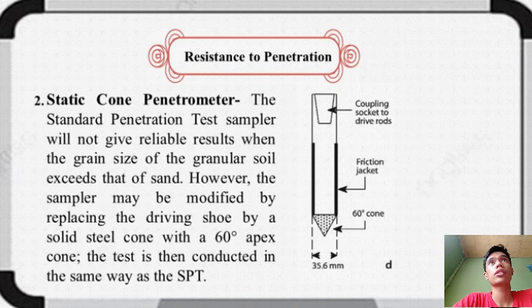So the next test under resistance penetration is the static cone penetrometer. The standard penetration test or the SPT sampler will not give reliable results when the grain size of the granular soil exceeds that of a sand. However, the sampler may be modified by replacing the driving shoe by a solid steel cone with a 60-degree apex cone. The test is then conducted in the same way as the SPT.